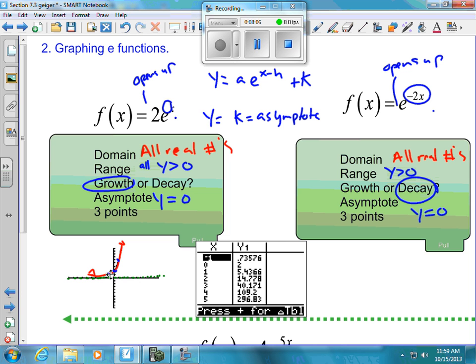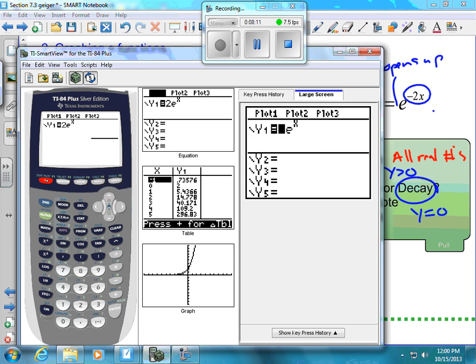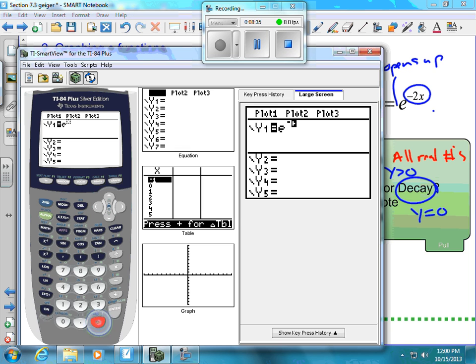Okay. Well, let's try the other one now. Let's try y equals e to the negative 2x. E to the negative 2x. That's not how it looks. Let's try that again. Don't know what happened there. Let's try this one second. E to the negative 2x.